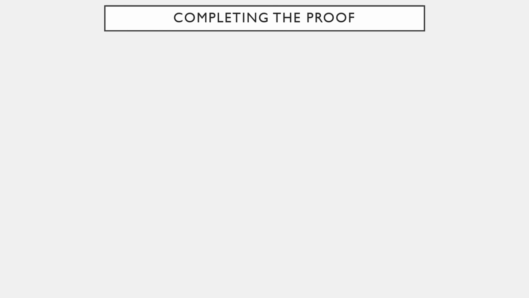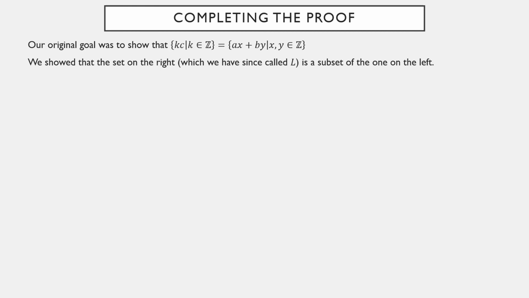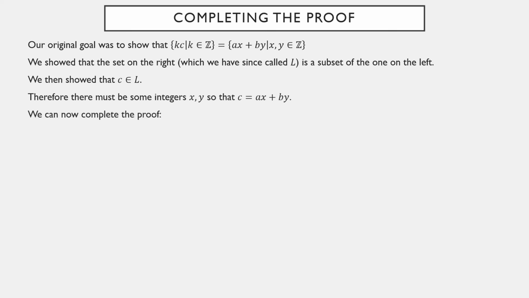Okay, so how does that help us finish the proof of Bézout's lemma? Our goal was to show that the set of multiples of the greatest common factor was equal to the set of linear combinations of A and B. We already showed the set on the right, which we have been calling L, is a subset of the one on the left. We then showed that C itself is in L. Therefore, I can express C as equal to AX plus BY, but now we can complete the proof pretty quickly.